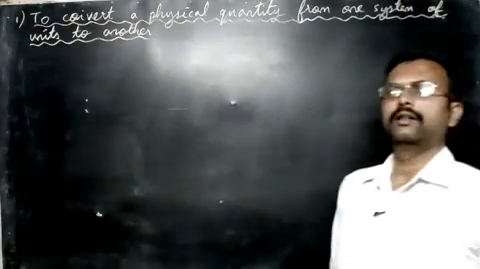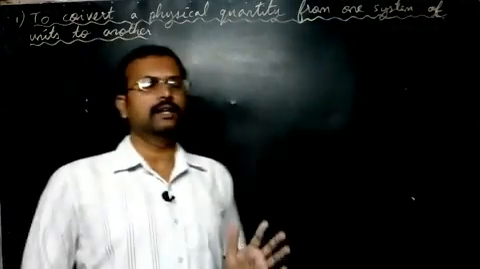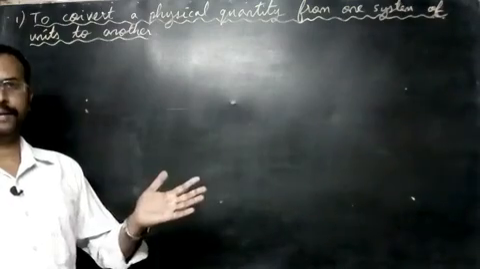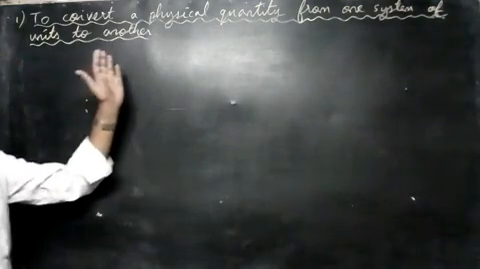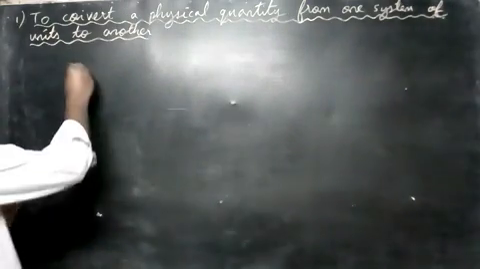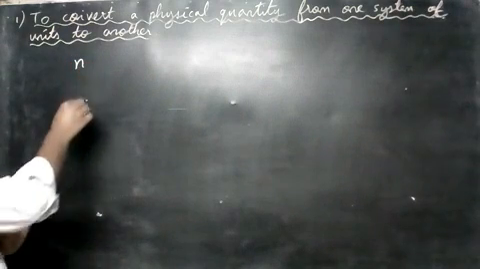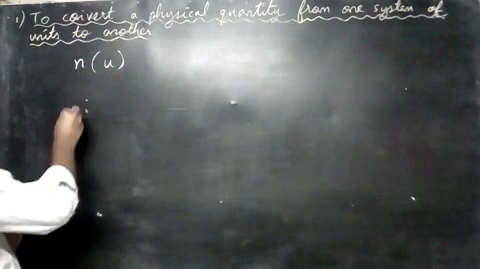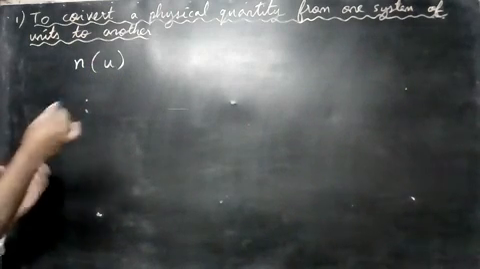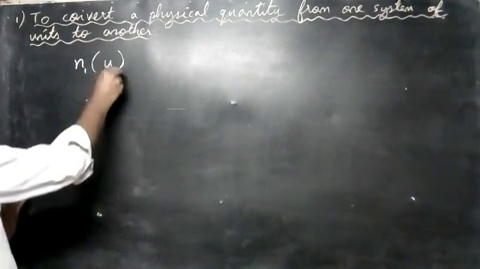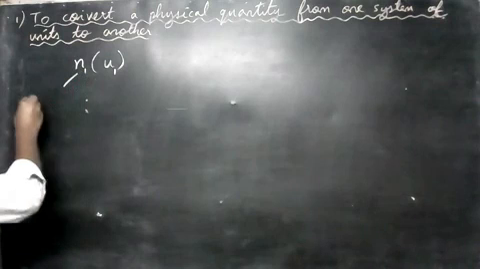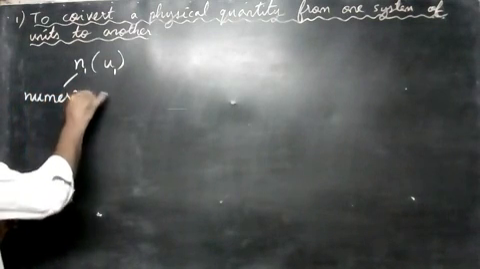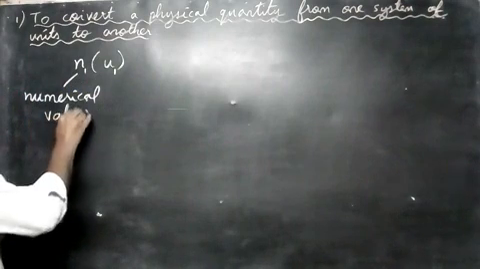Let us study the first application of dimensions, that is to convert a physical quantity from one system of units to another. So for that, let's see this. We'll have an example here. So let's take this thing n. n means numerical value into unit. This is the first system. Let's take, say, CGS system. So n1 u1. Here n means what? It is a numerical value.